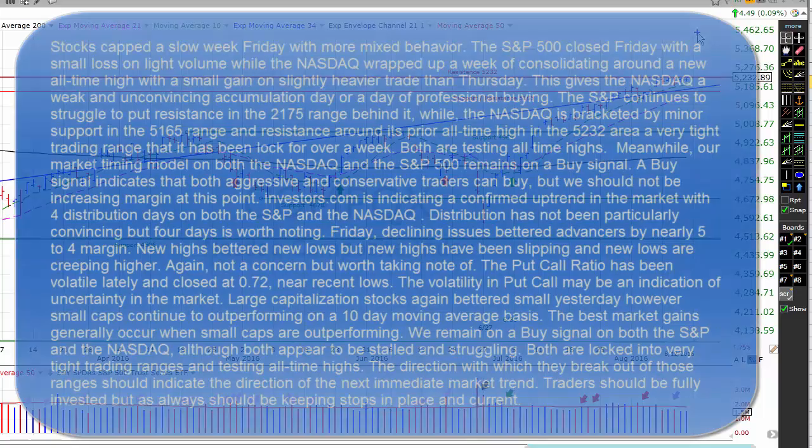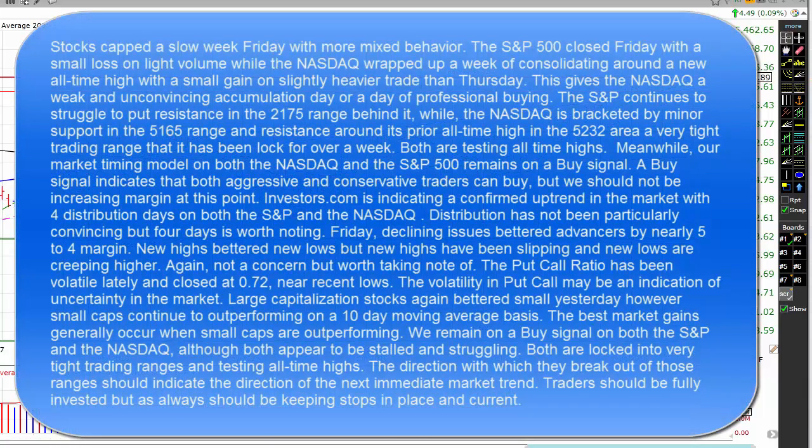Let's take a look at the Nasdaq Composite. But before we do that, stocks capped a slow week Friday with more mixed behavior. The S&P 500 closed Friday with a small loss on light trading volume, while the Nasdaq wrapped up a week of consolidating around an all-time high with a small gain on slightly heavier trade than Thursday. This gives the Nasdaq a weak and unconvincing accumulation day, or a day of professional buying.